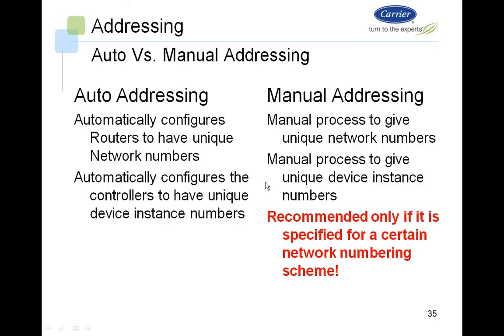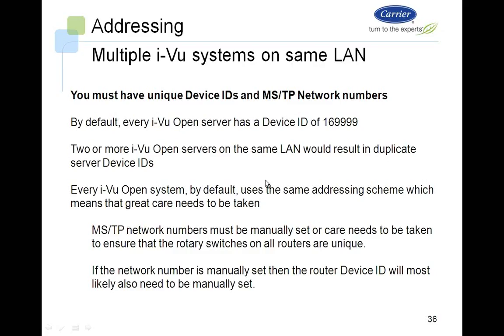Some considerations if you should happen to have multiple iView servers on the same system, or multiple iView systems on the same LAN. As indicated as part of the BACnet standard, a network must have unique device IDs, and all the MSTP networks must be unique. In fact, all the networks must be unique. In BACnet, you can have up to 65,534 different network numbers.